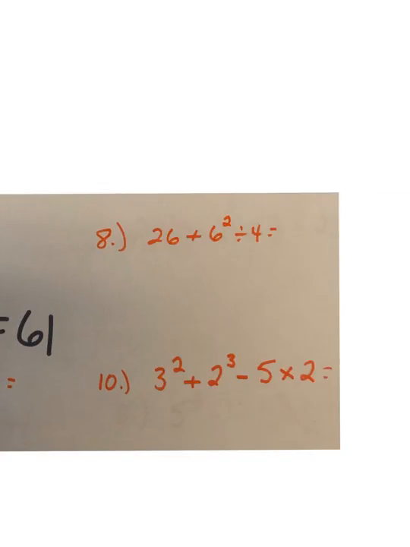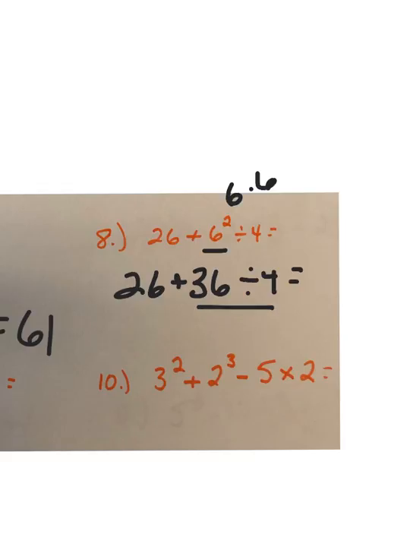For number 8, you look through and you see parentheses, none, but there is an exponent, so you have to do that next, and it's 6 squared, which is 6 times 6. So that's 36. So I rewrite 26 plus 36 divided by 4. Now, multiplication and division from left to right, there's division here. I have to do that before that addition. So 36 divided by 4 is 9, and I get 26 plus 9 is 35.